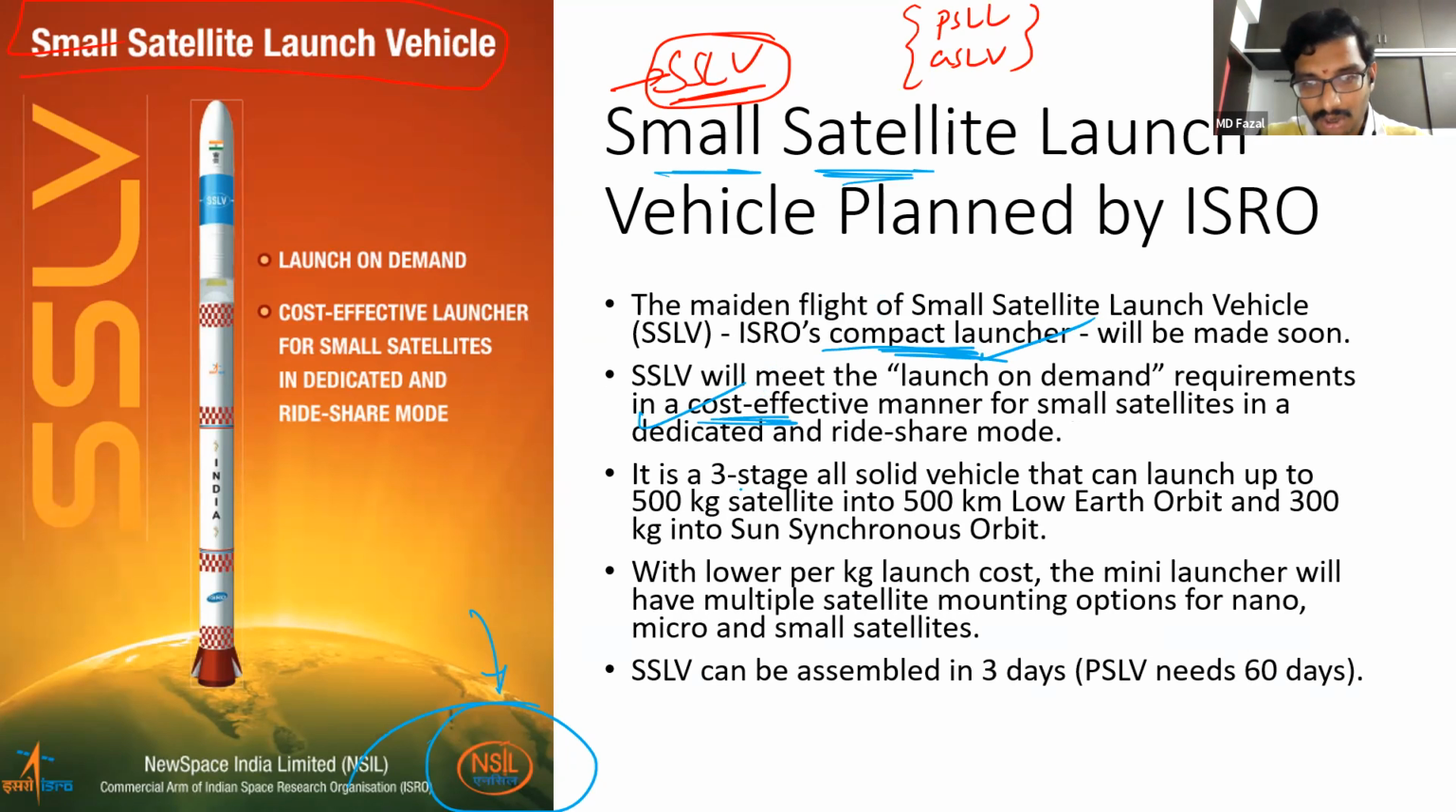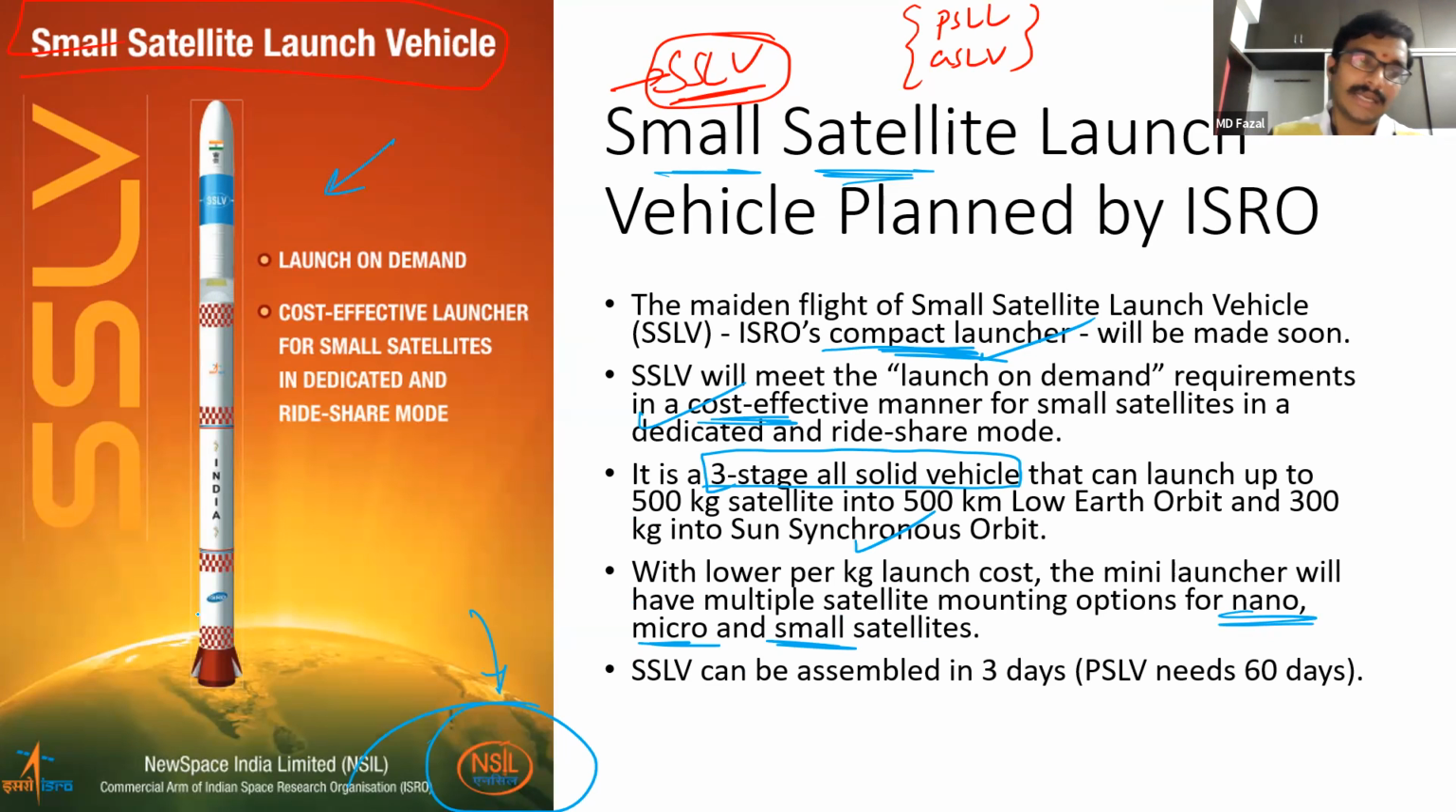So it is using all solid vehicle. That is the importance. No liquid fuel stage is there in SSLV. 3-stage all solid vehicles, for sun synchronous orbit. So it's a miniature version of PSLV. But no liquid stage here, no 4 stages, only 3 solid stages are there. So varieties of satellites are there, nano satellite, micro satellite, small satellites, depending on their weight, which we will see.